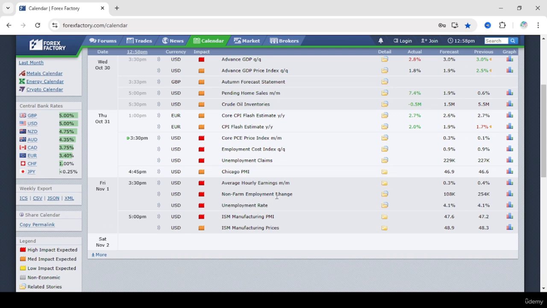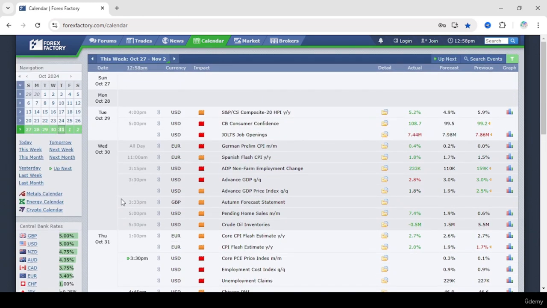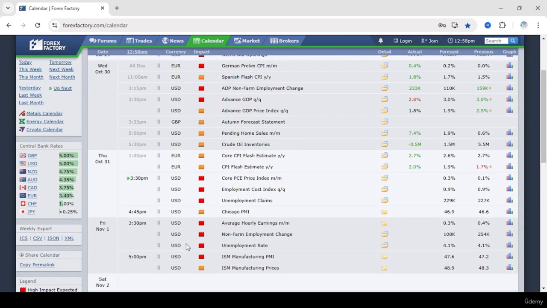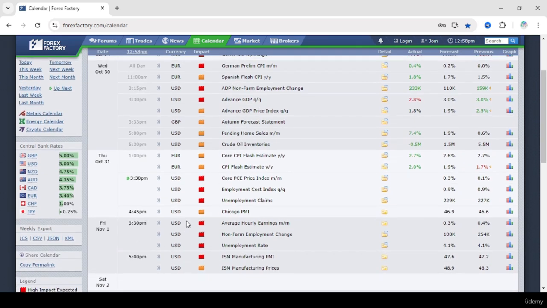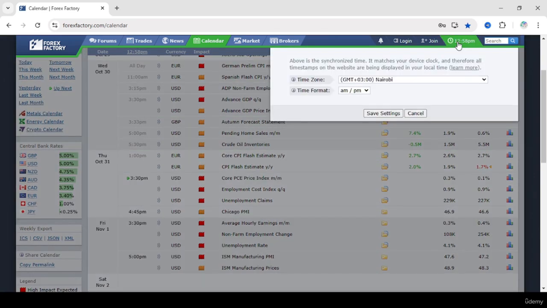For example, there's the non-farm employment change. This is the NFP, which usually occurs on the first Friday of the month. I have to change the time, so you have to change your time zone to the US, which is GMT -4. Let us see, -4. Yes.